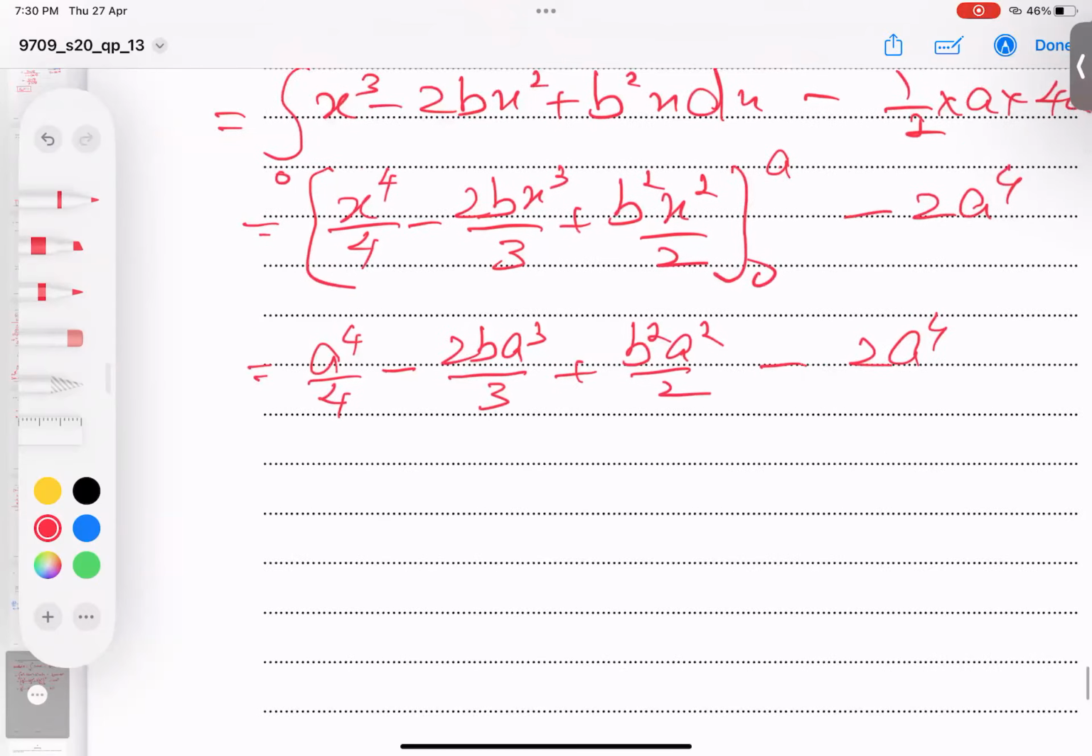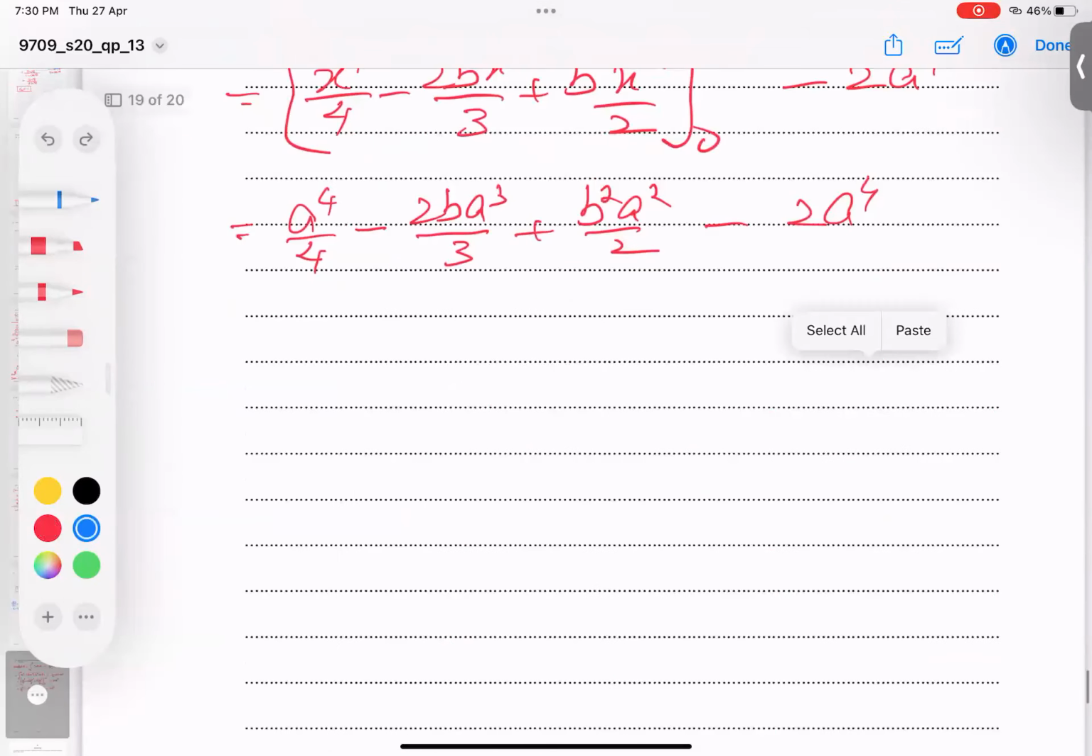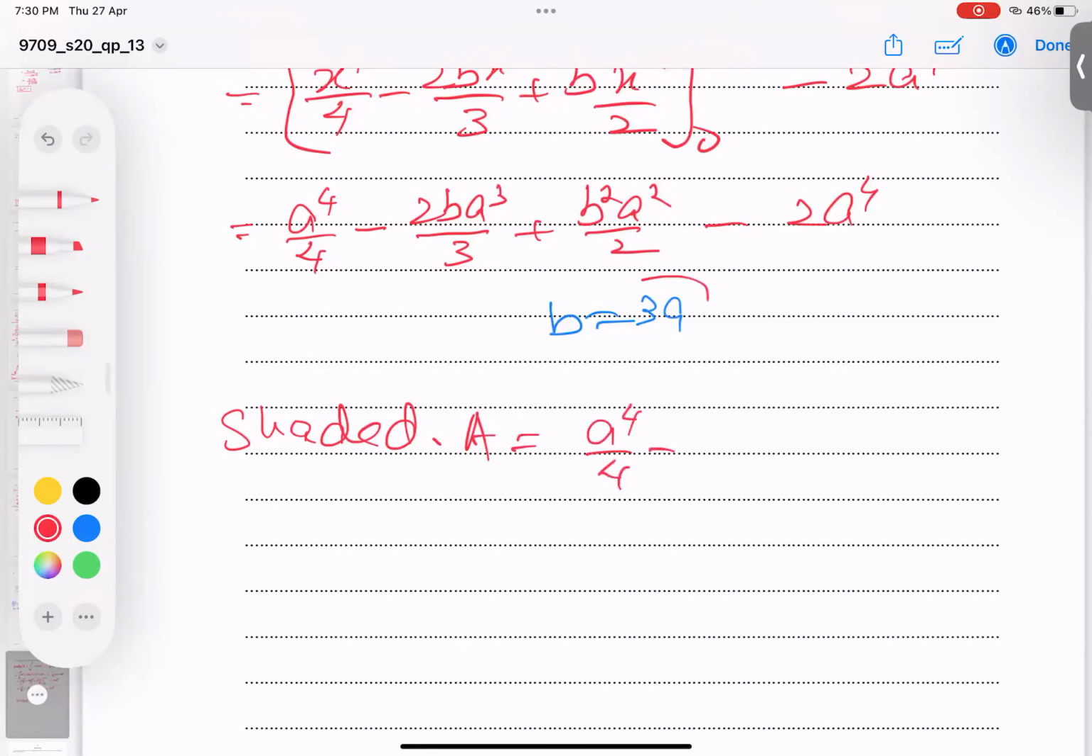Okay, now, do you know what the b value is, student? Look at it. The b value is 3a. This 3a I will use here. The b value is 3a. So let's start. Shaded area, last sentence, and the question paper is going to finish. So 8 by 4 as it is by 4. When I put 3a in the place of this, 2 times 3a into a3 by 3.